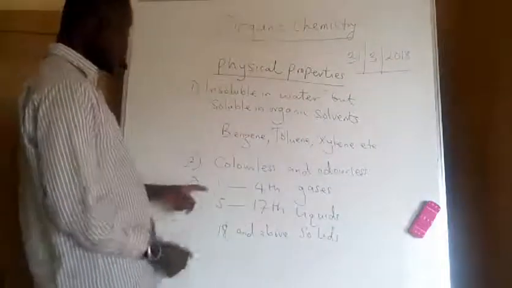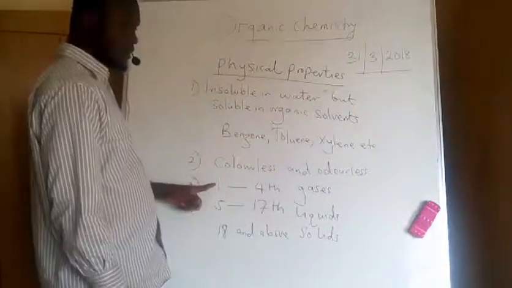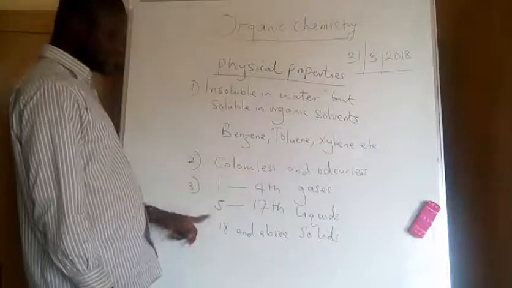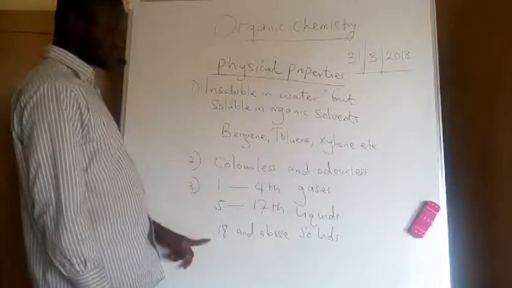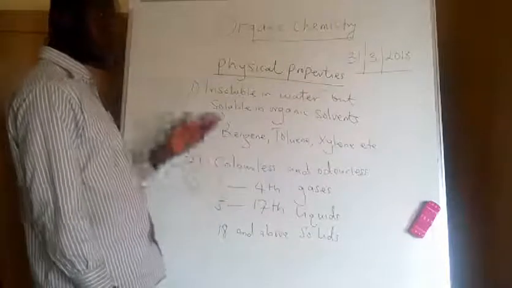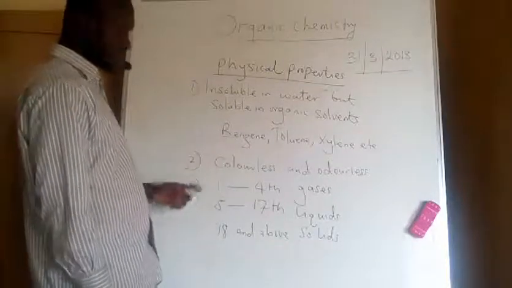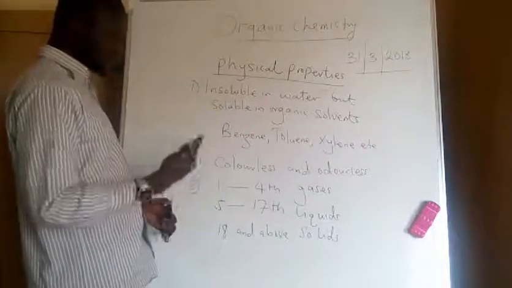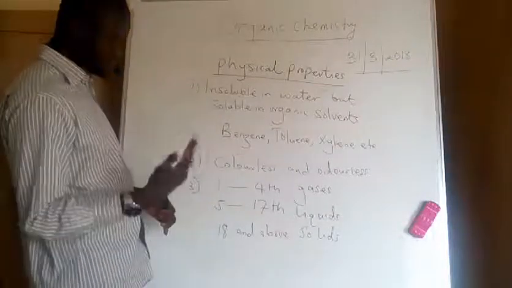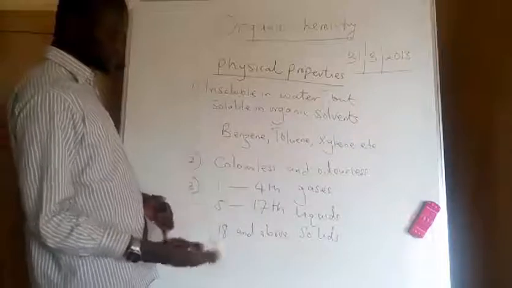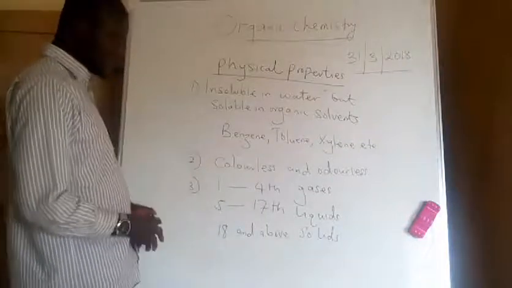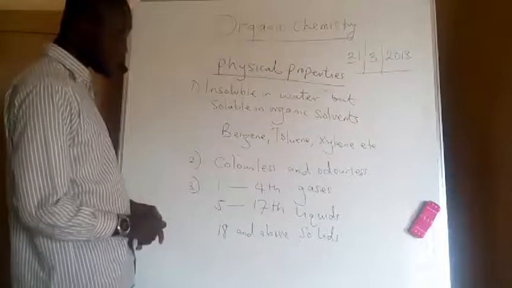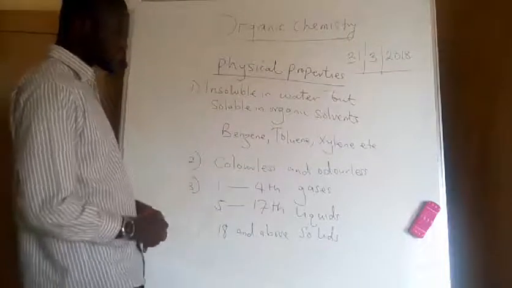It means alkanes of lower molecular masses are gases, while alkanes of higher molecular masses tend to be liquids and solids. Higher molecular masses are liquids and solids. Lower molecular masses are gases. So it means the more we increase the molecular mass, the stronger the substances become, or the denser the substances become.